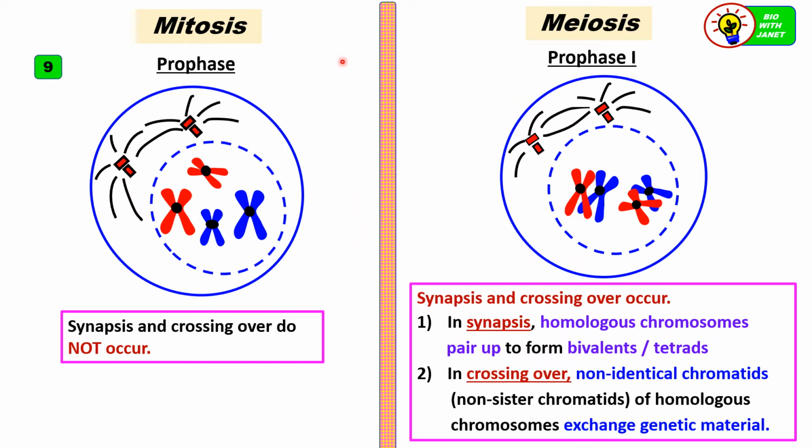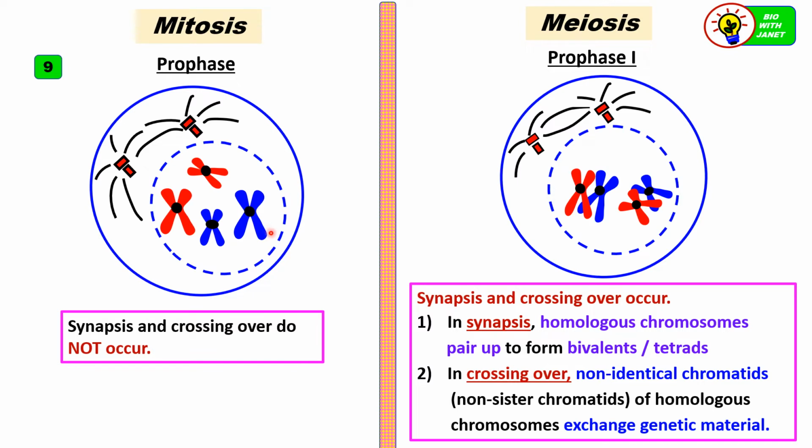So now we're going to look more specifically at the phases of mitosis and meiosis to compare the phases. We'll start with prophase. So in prophase of mitosis, synapsis and crossing over does not occur at all. Here we see a cell in prophase where 2n equals 4. That means this is a diploid cell with 4 chromosomes inside. Okay, 1, 2, 3, 4.